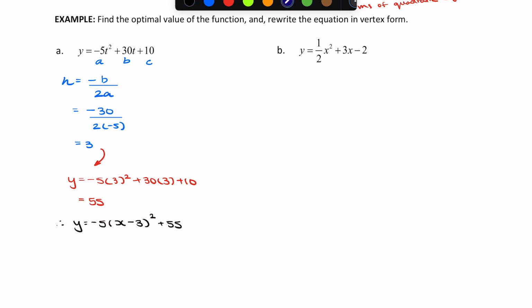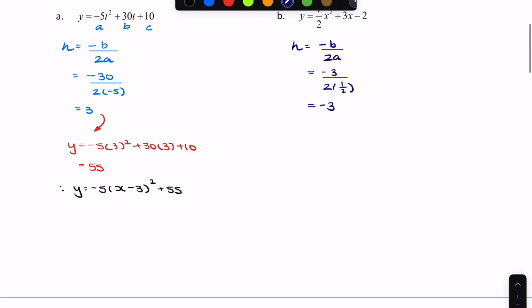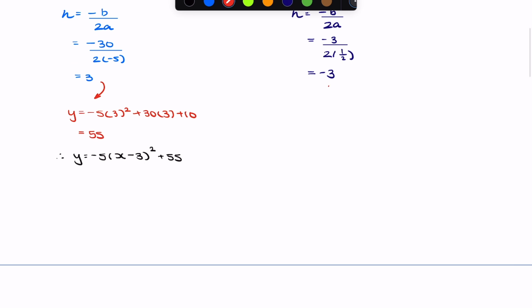And so here we have y is equal to 1 over 2x squared plus 3x minus 2. So do the same thing here. h is equal to negative b over 2a. Here, negative b is negative 3 over 2 times 1 over 2. So here we get an h value that equals negative 3. So here we're going to sub it back again into the equation to find the k value.